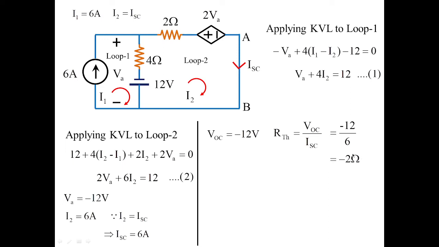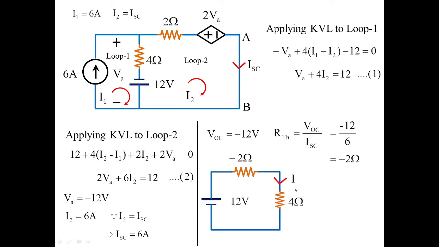Actually, the magnitude of resistance, if at all you consider, it will be 2 ohms only. This minus symbol we have taken according to the obtained open circuit voltage. Now the things we are going to apply as it is: minus 12 volts, minus 2 ohms. This is the Thevenin's equivalent circuit, and we have connected the load, that is 4 ohms. The load which we have removed from the main circuit, we have connected over here.